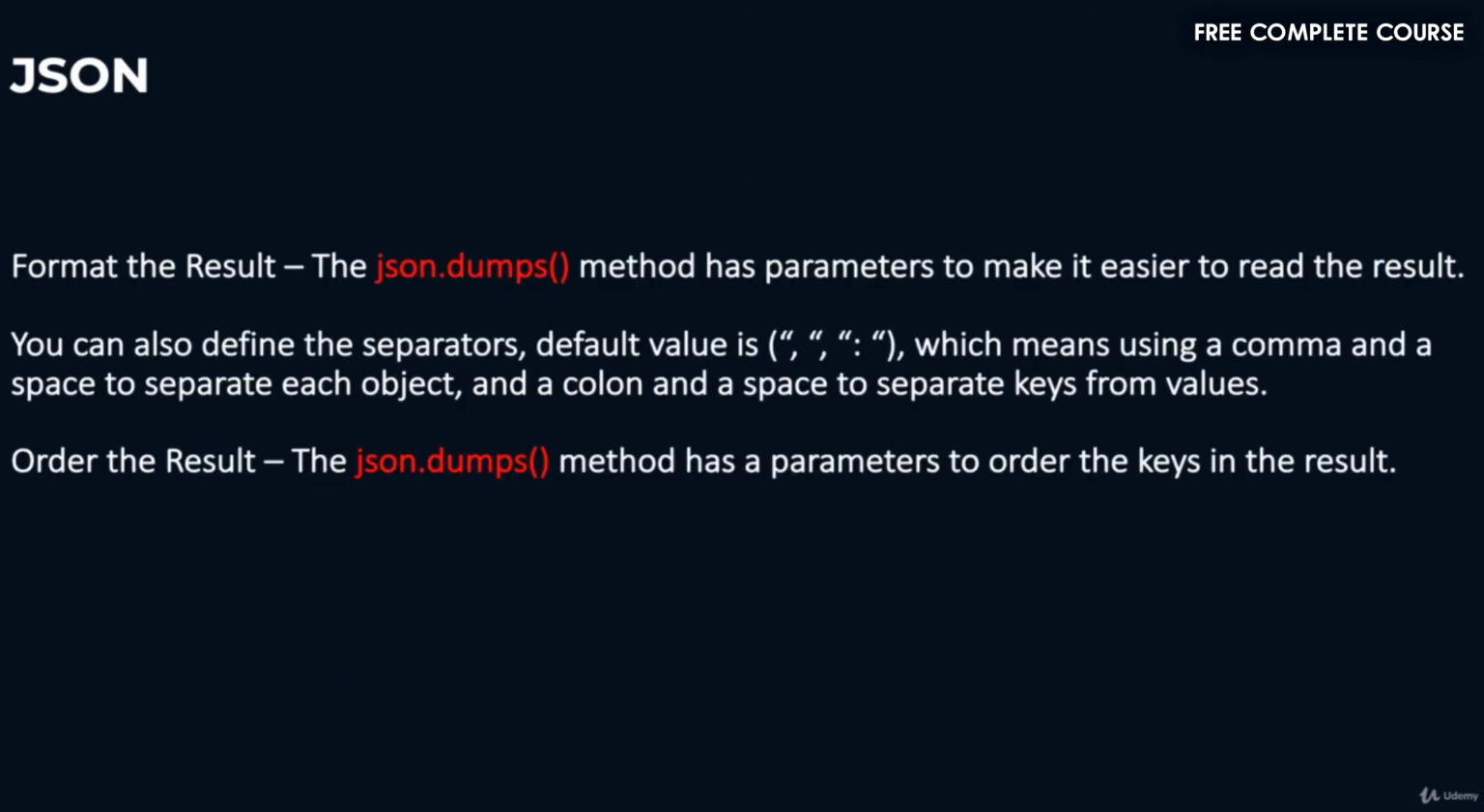Then finally, to format the results, we can use the json.dumps method, which has parameters to make it easier to read the result. You can also define the separators. The default value is a comma and a space to separate each object, and a colon and a space to separate keys from values. And then order the result. So the json.dumps method has a parameter to order the keys in the result, okay?